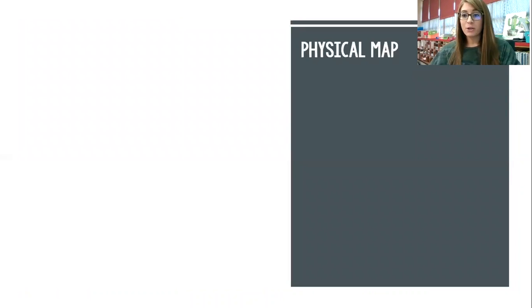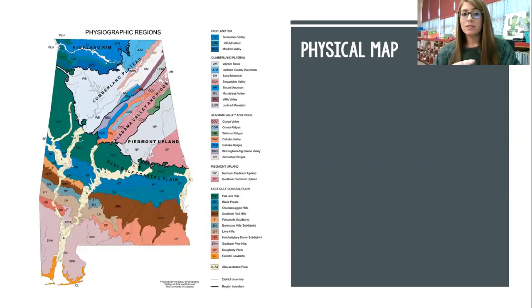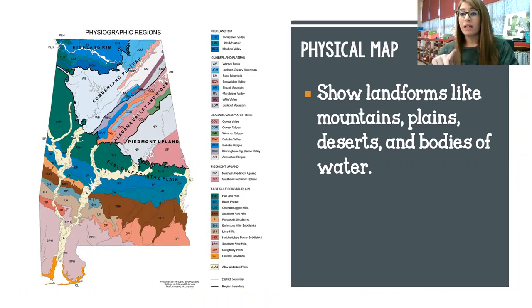Then we've got physical maps. Physical maps look something like this. They don't always look like this. Sometimes they look a little bit different. It just depends on what kind of landforms are in that area. But they show landforms like mountains, plains, deserts, and they show bodies of water as well. So physical maps are where you're going to be able to see the mountains, the valleys, the peaks, everything like that you can see in a physical map.